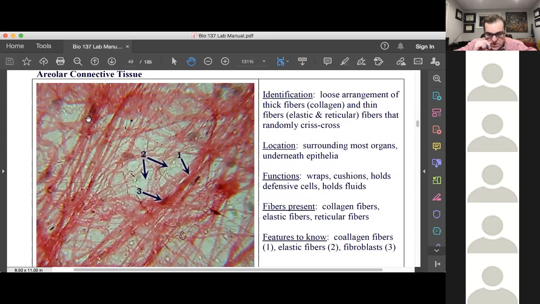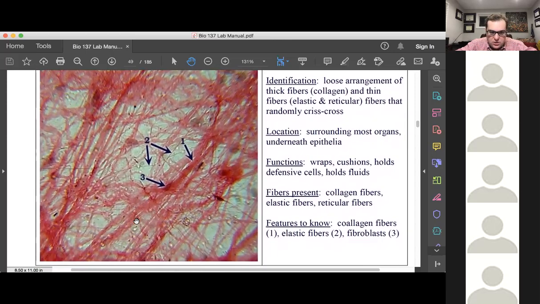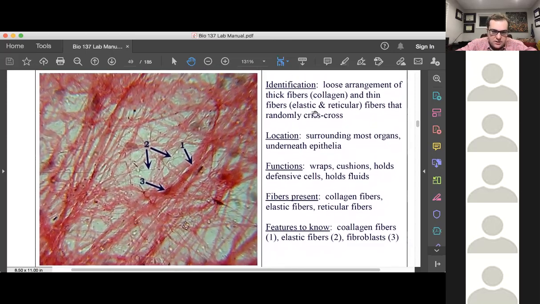So areolar connective tissue is going to be found, in my opinion, in the lung tissue. But I think here they're underneath. We have most organs underneath the epithelial. So I think it will be a little bit everywhere. And for the identification here, think of this term as a crisscross. It keeps everything in line. So highlight the crisscross, kind of keeping everything together.